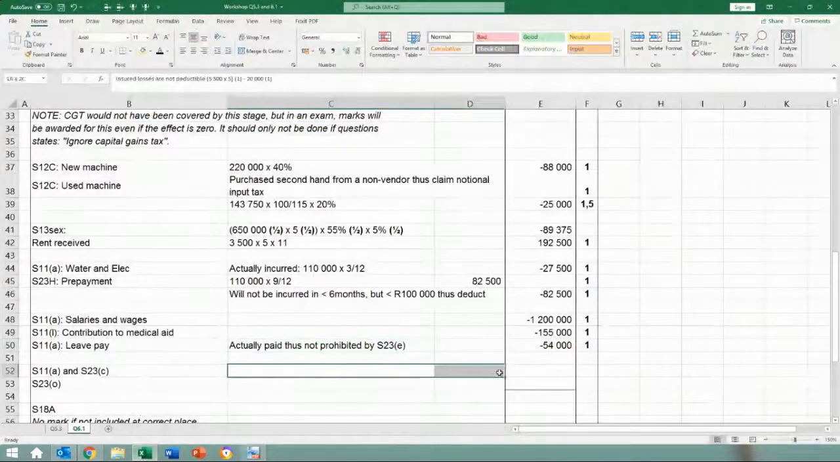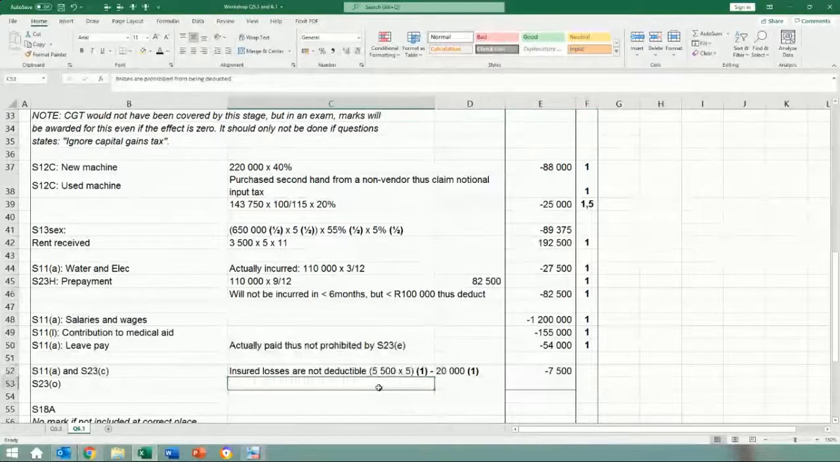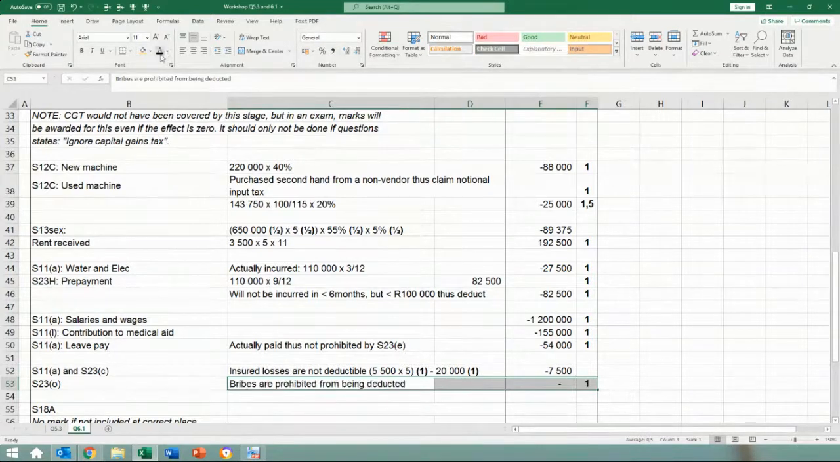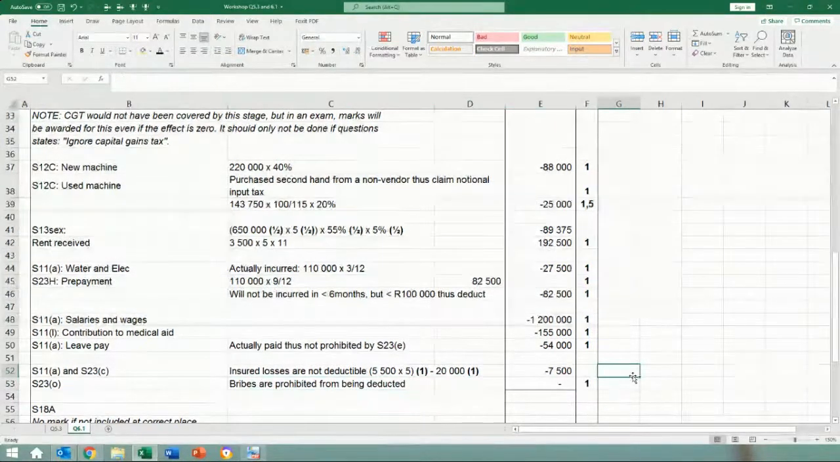So what we do is, the first one, we show the loss that we've made. You take the 5,500, multiply it by 5, and then you deduct the 20,000 to give you a net amount we can claim of 7,500. And then you include the bribe money as a 0 because it is prohibited. Okay.